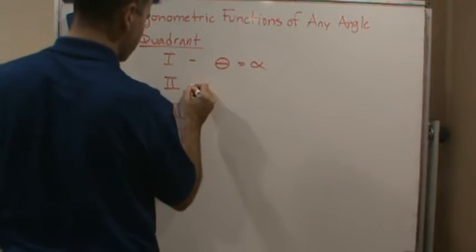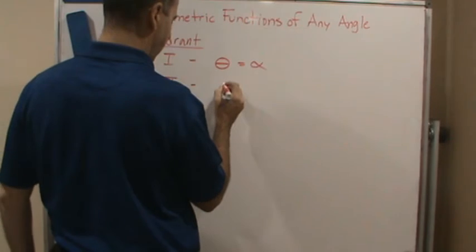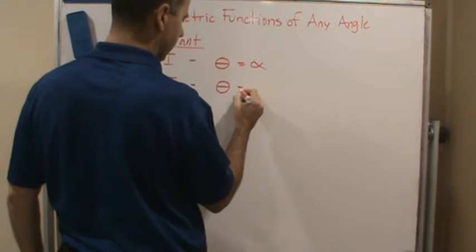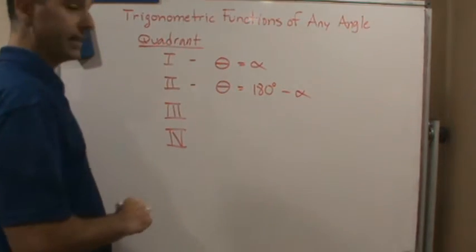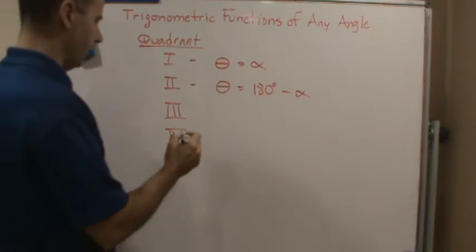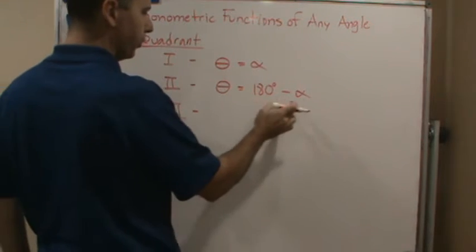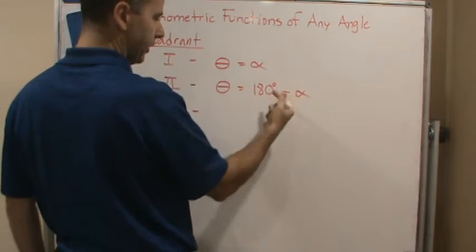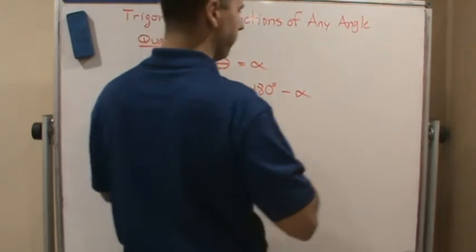Now, what about quadrant 2? If you're in quadrant 2, then theta, the required angle, is just going to be 180 minus the reference angle. So theta is equal to 180 degrees minus whatever the reference angle is. That's if you're in the second quadrant. If you're in the third quadrant, then it's going to be 180 plus alpha, so you're going to be at least 180 degrees. So let's draw this again. Let's have a visual here.